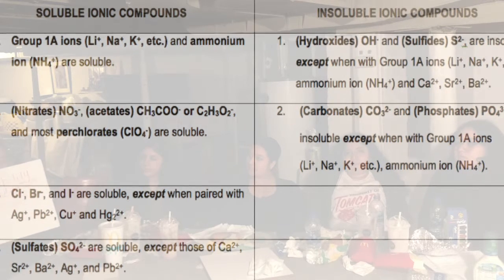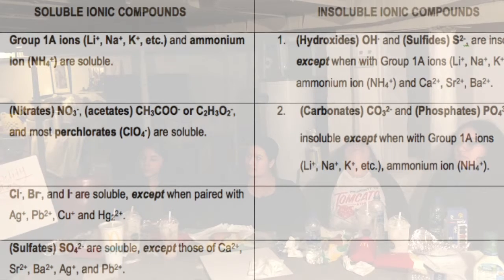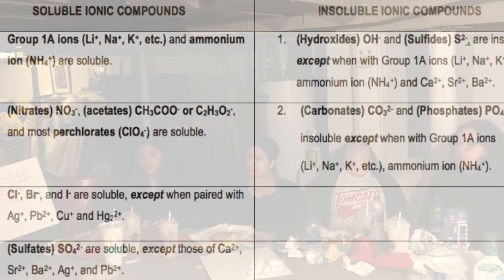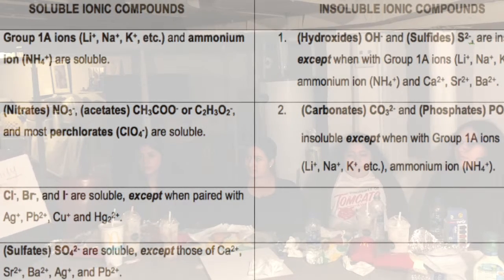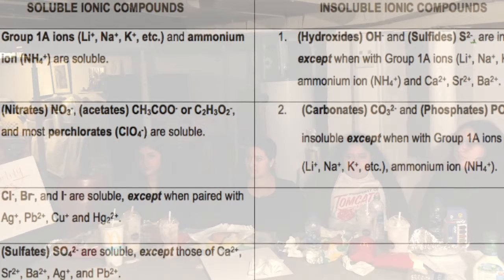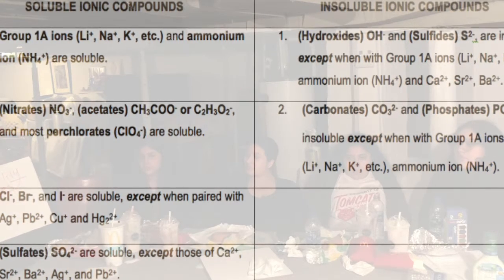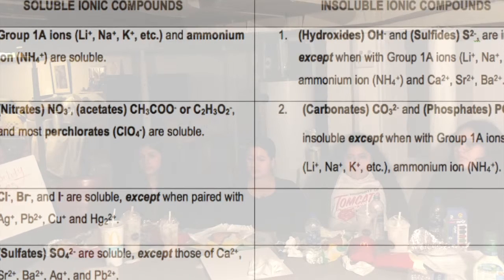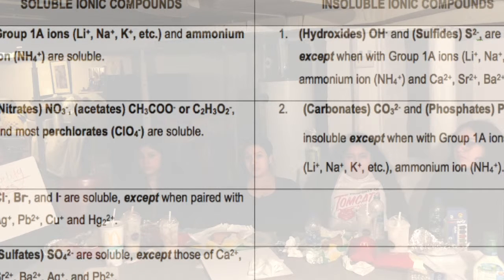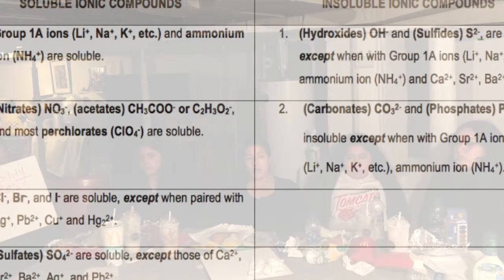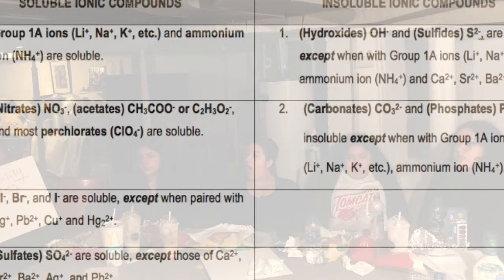All sulfate salts are soluble, except if they have calcium, silver, mercury 1, strontium, barium, or lead, because they're not soluble. And then non-soluble ionic compounds are hydroxide and oxide compounds, except if they have sodium, potassium, and barium, because those are soluble. Sulfide salts are not soluble, except if they have sodium, potassium, ammonium, or barium. Carbonate and phosphate salts are not soluble, except if they have sodium, potassium, or ammonium.